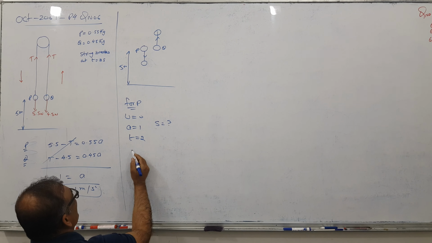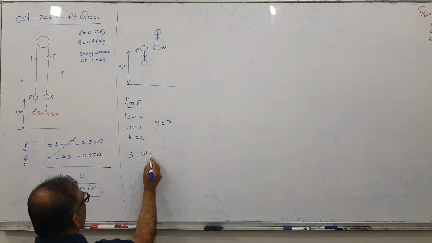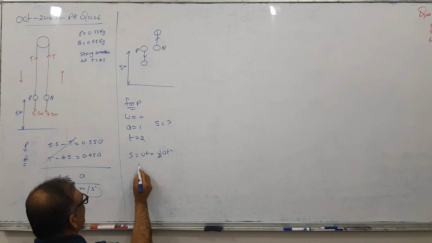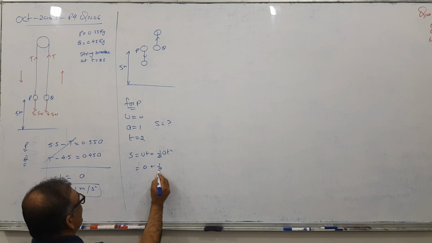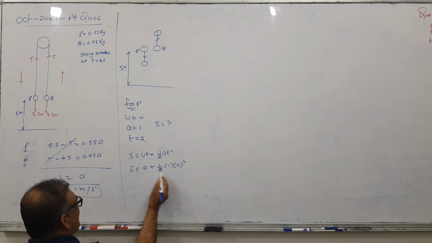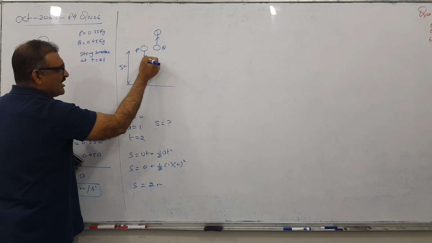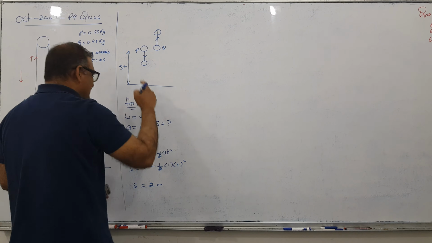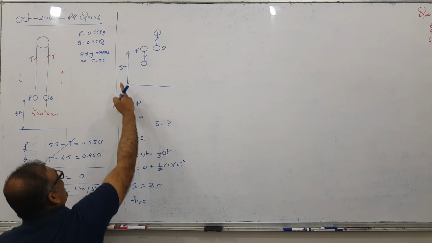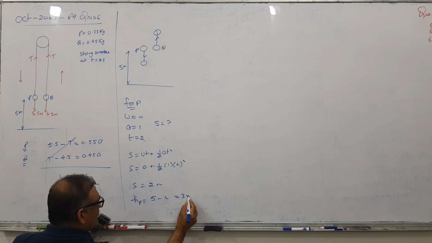So how to find the distance by P? You know that S is equal to UT plus half AT square. Your time is given already. So U is 0 and acceleration is 1 and time is 2 square. So we got S becomes 2 meters. It means it will travel 2 meters downwards. So the height of the P particle is from 5 to gone, so it means 3 meters height.